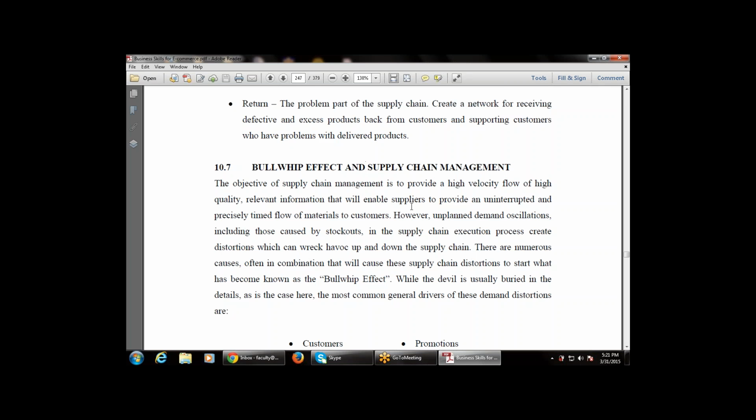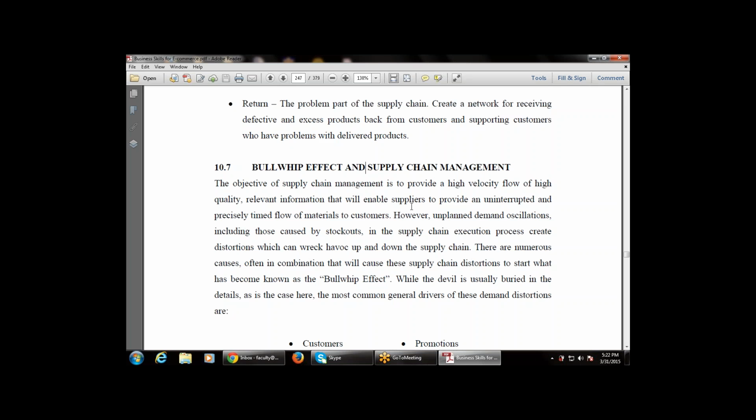That is, if there is an unplanned demand, a sudden demand on the supply chain, that also creates problems and can wreak havoc as it moves down the supply chain management. There are numerous causes, often in combination, that will cause these supply chain distortions to start what has been known as the bullwhip effect. So this is one of the hurdles, one of the challenges in supply chain management. That distortion is known as the bullwhip effect.